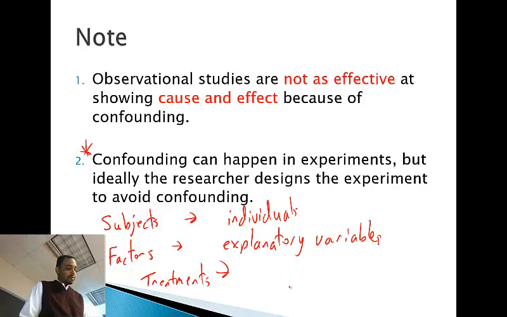Individuals in a study are my subjects. The explanatory variables from chapters 4 and 5 are now called factors. And then because you have multiple factors, the levels of the factors are called treatments. And now we fill in blanks at will, all right?